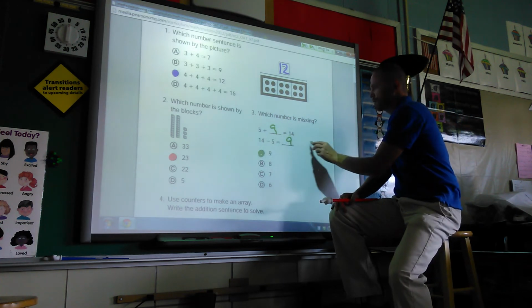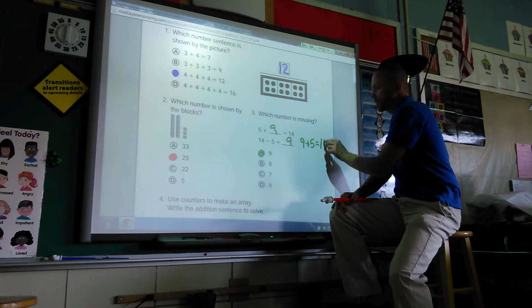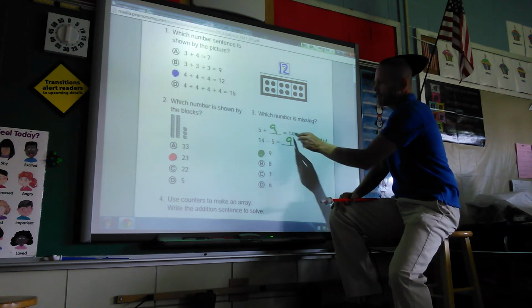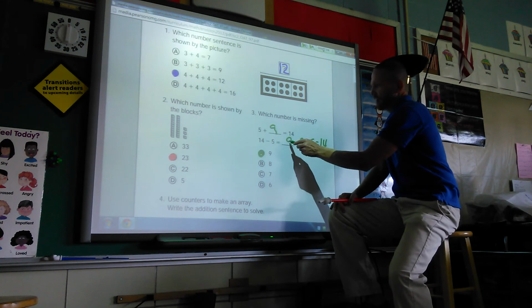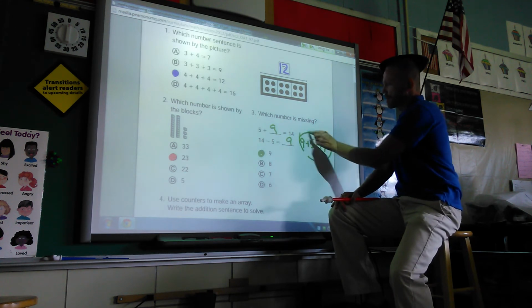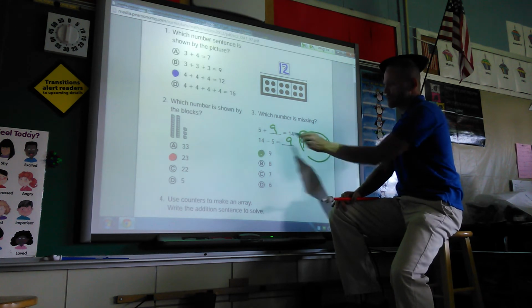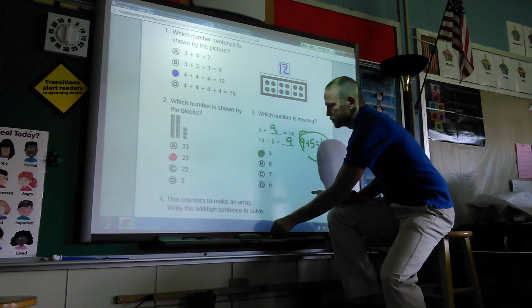We always check with reverse addition. 9 plus 5 equals 14. Here's our fact family. I know those are right. And there's my check. If I checked it and all of my numbers are the same, I know I'm right. So I can move on.